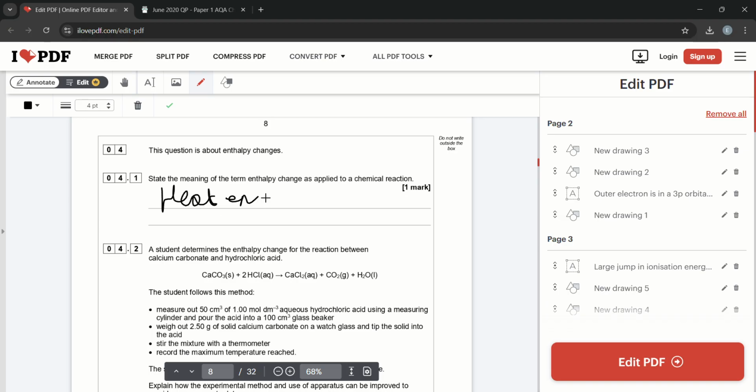Heat energy change at constant pressure.